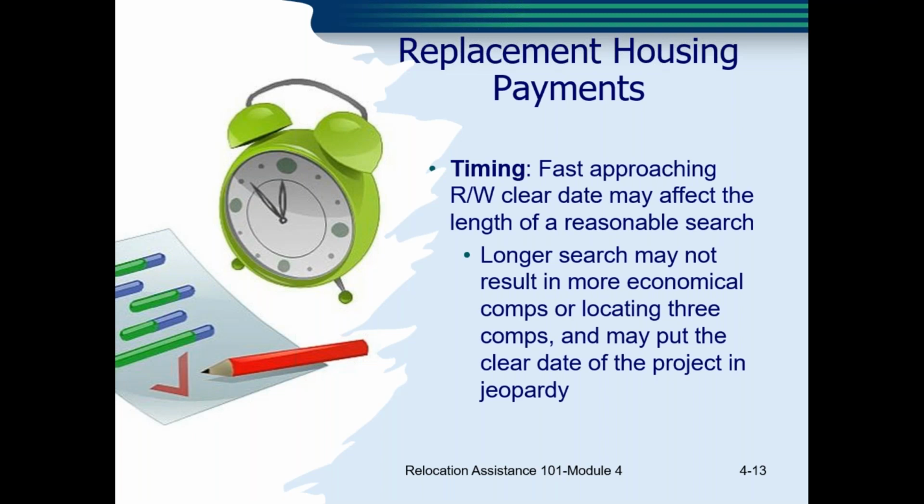So let's talk about the timing. A fast approaching right-of-way clear date may affect the length of a reasonable search. A search should continue until 3 comparable homes within the normal parameters are located. Exceptions would justify the use of last resort housing or use of less than 3 comparables.